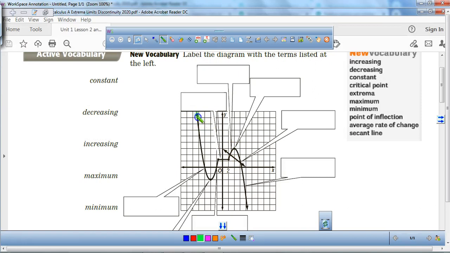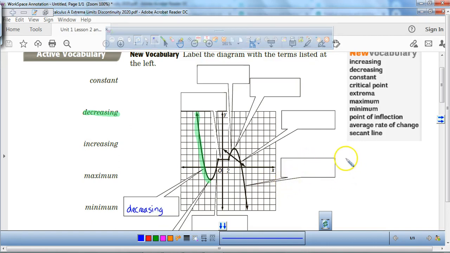It looks like from here to here, something's happening in the graph. As I was tracing it, it looks like it was going down. So from left to right, this is going down. So what do we call that? We call that decreasing. So this little section of the graph is definitely decreasing.